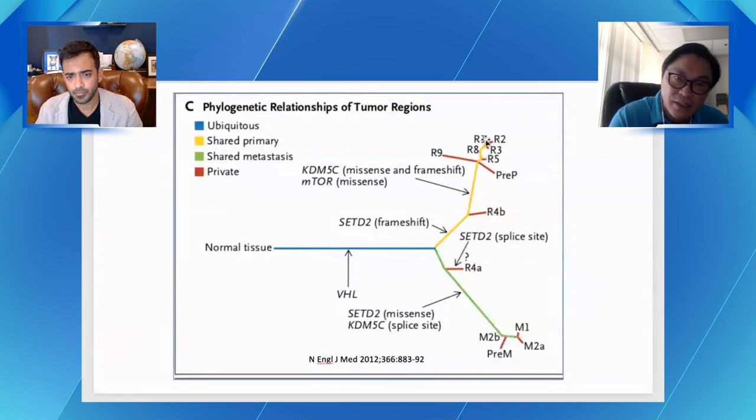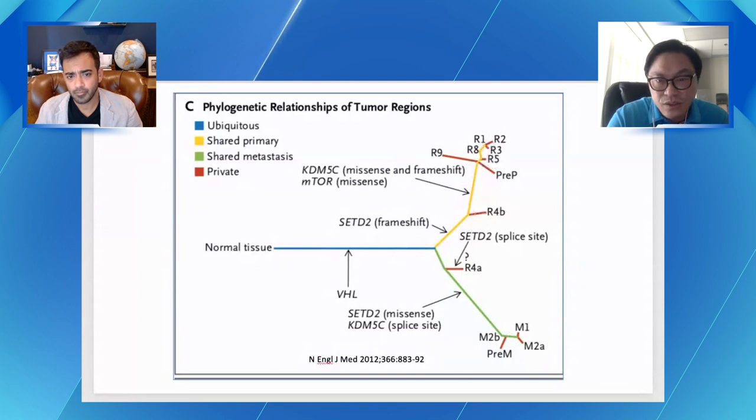Why? Because you're selecting them. So not only do you have genetic heterogeneity, you have multiple clones, which remember is one of the key problems with the somatic mutation theory, but you can actually see how all of these cancers evolve, which ones you're selecting for. That's the way it is.